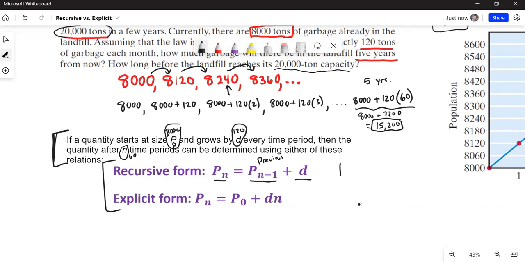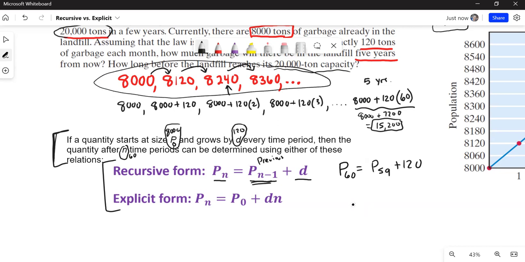If you want the amount of trash in the dump at the 60th month, which is what we wanted, then you would take the previous month, that would be P sub 59, and you would add 120 more. Now, the problem with the recursive form is to know the 60th term, you had to first know the 59th term. But to know the 59th term, we'd have to know the 58th term and so on. So I would have to work my way up there. It's not as handy for finding a term way out in the future, but it is nice to understand.